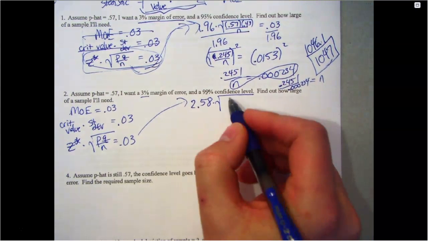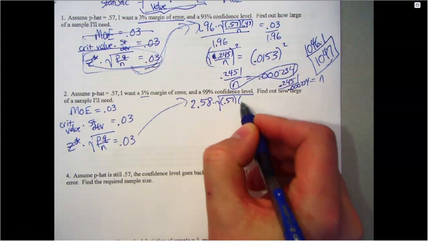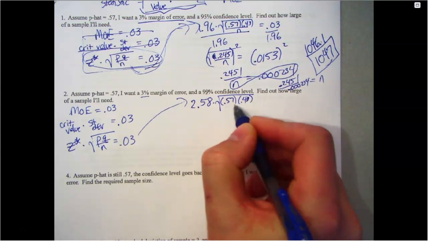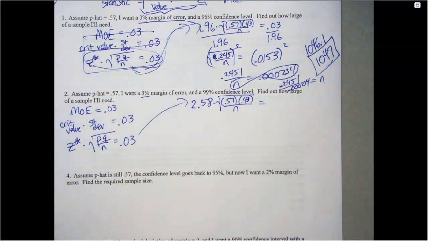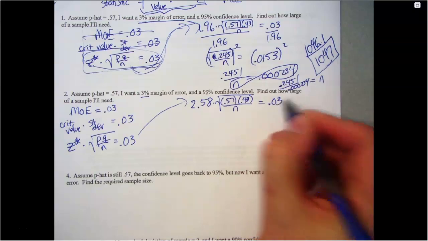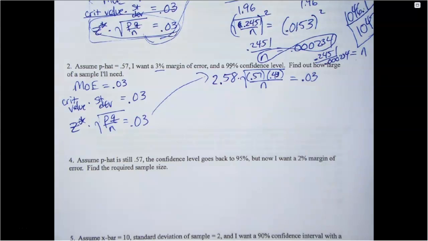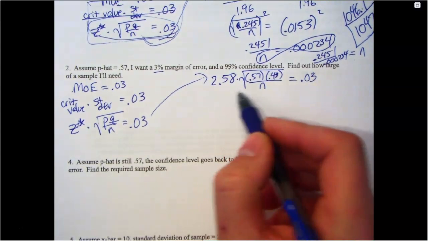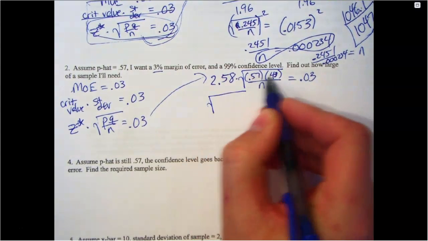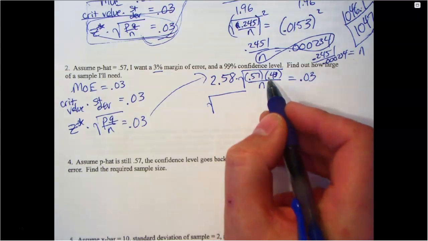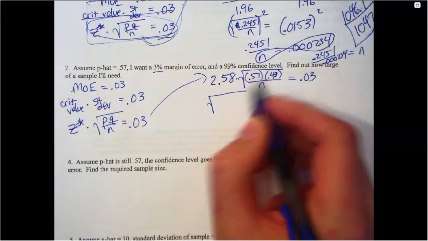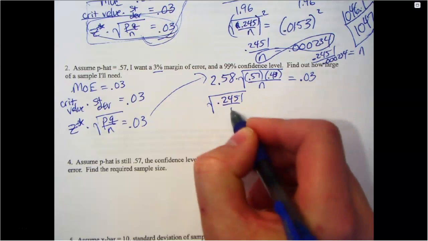Times the square root of 0.57 and 0.43, and then N is what we're looking for, and that's still 0.03 on the other side. So what's next? Divide by the 2.58, right? And I'm also going to multiply these two together. It's the same as last one. So 0.57 times 0.43 is 0.2451 over N.